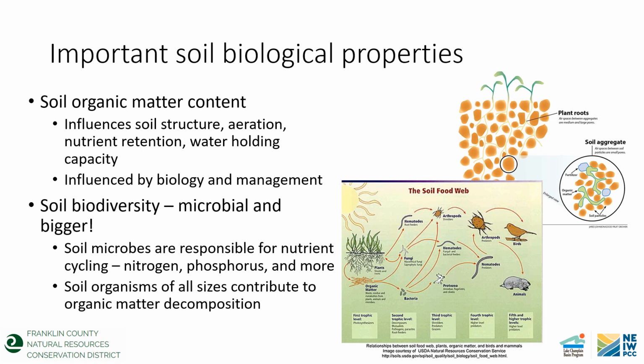Another incredibly important soil property is soil biodiversity, and this refers to biodiversity at all scales of life. Microbes like bacteria, fungi, and archaea are responsible for many soil nutrient cycling processes, especially for plant essential elements like nitrogen and phosphorus. But soil organisms of all sizes contribute to organic matter decomposition and cycling, so we really care about everything that lives in soils, including plants, arthropods, nematodes, and protozoa.